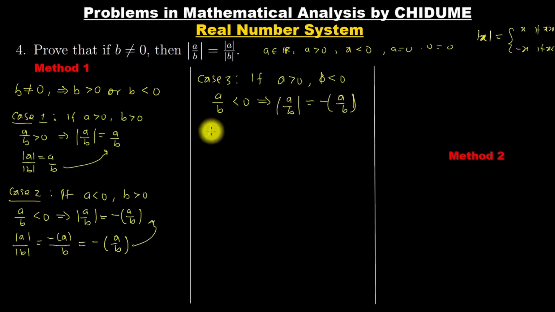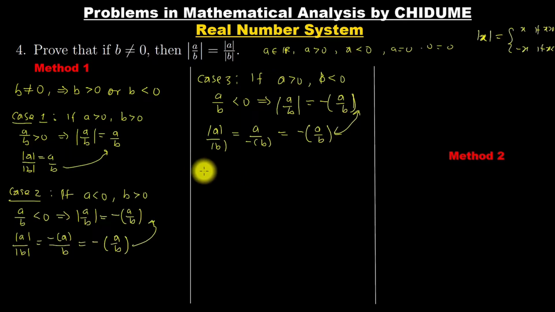So what will now happen to the absolute value of a over the absolute value of b? Since a is positive, I'm going to have a positive a, and since b is negative, I'm going to have a negative b, from the definition of the absolute value of x. So I can still write this as negative of a over b, still the same result.